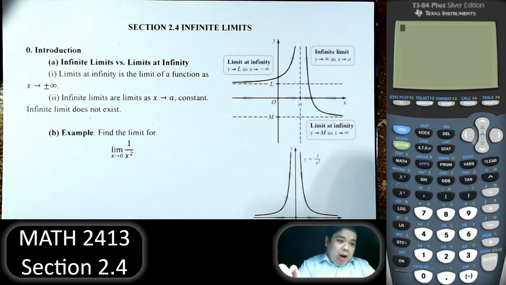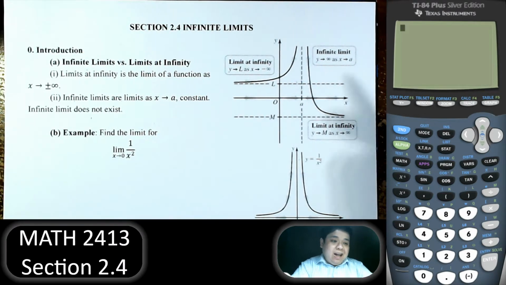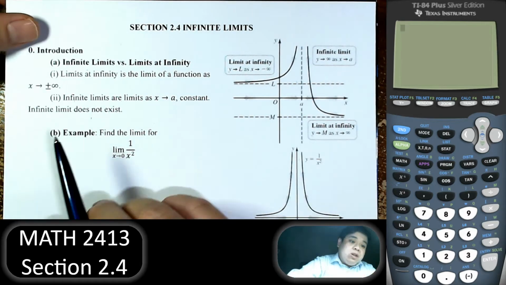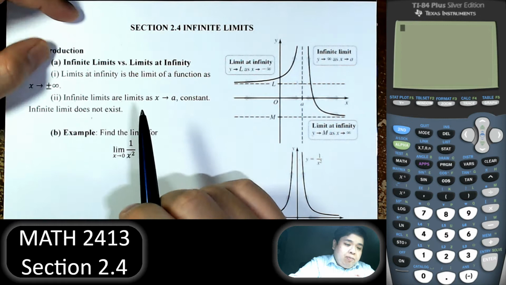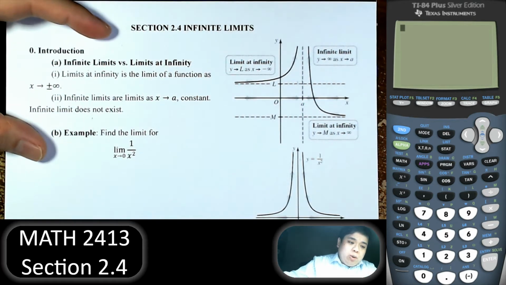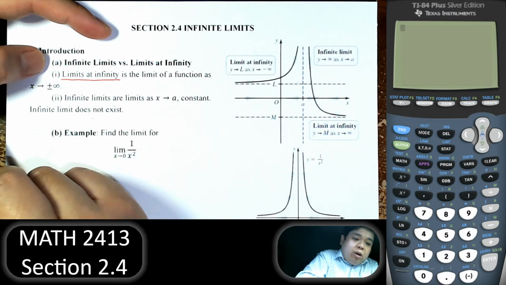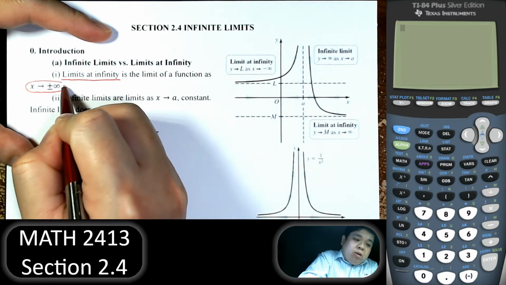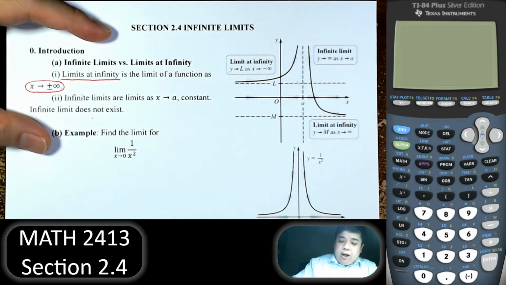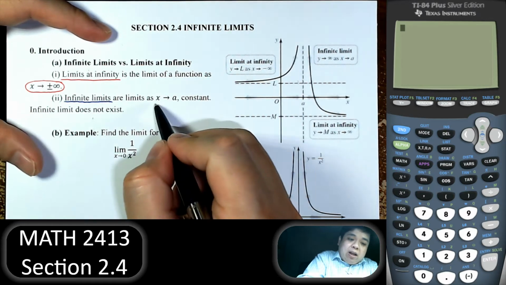Hi everybody, welcome to another video in Calculus 1, section 2.4, infinite limits. This section and the next section we study infinite limits and limits at infinity. The difference between the two is that a limit at infinity is the limit of the function where x approaches plus or minus infinity, whereas an infinite limit is where x approaches a constant.